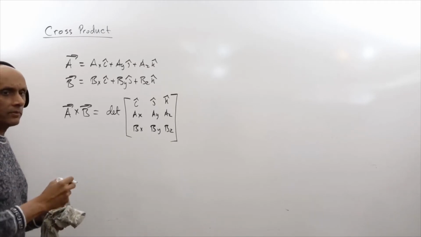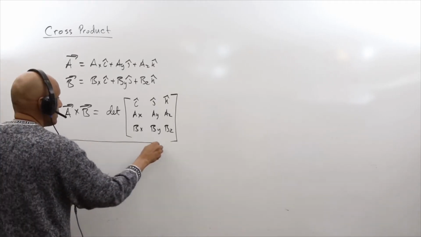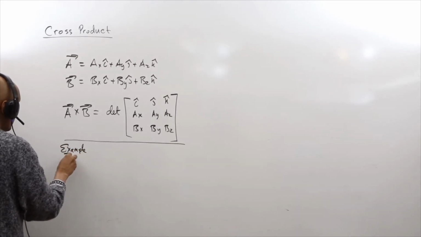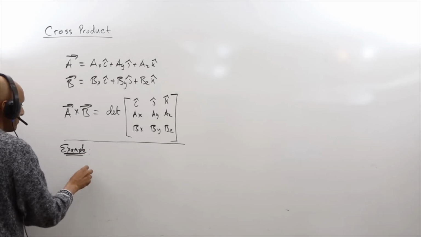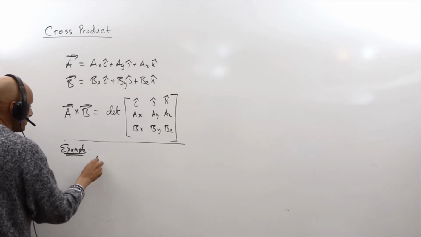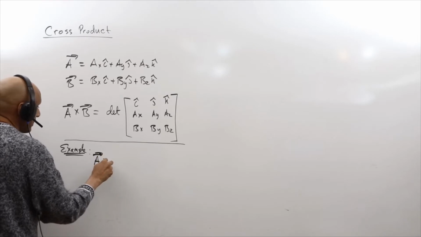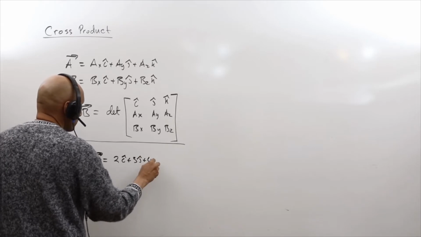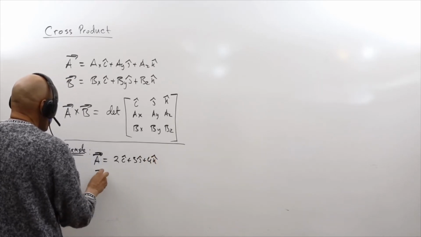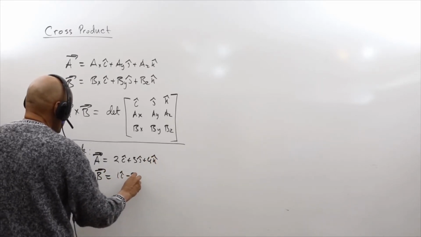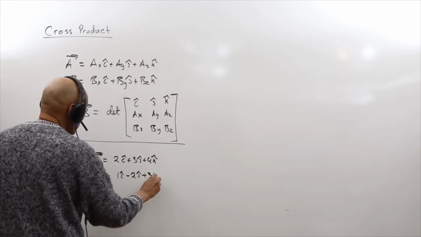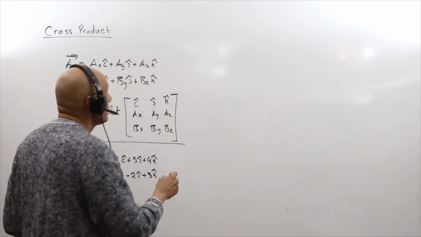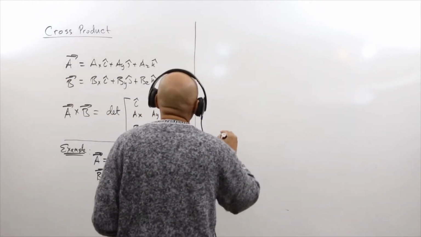So let's do an example of this to make sure you understand the idea. Let's find the vector product. Let's assume that A vector is 2i plus 3j plus 4k, and B vector is equal to 1i minus 2j plus 3k. And we're going to calculate the cross product of these two vectors. So let me do it on the top over here so I have more space.